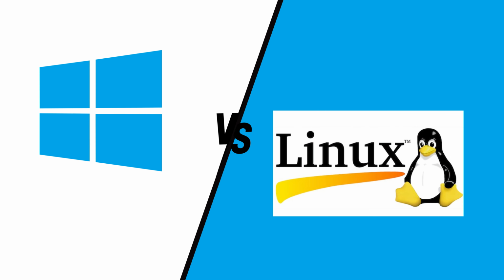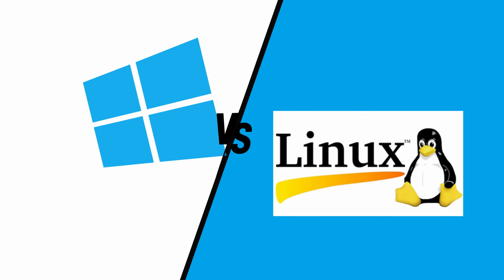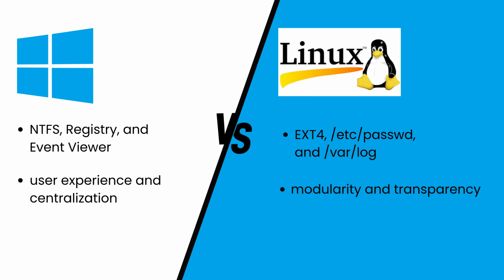Windows and Linux are the two dominant operating systems in cybersecurity environments. Each has different internal structures, file systems, user roles, and login mechanisms. Windows uses NTFS, registry, and Event Viewer. Linux relies on ext4, /etc/passwd, and /var/log. Linux emphasizes modularity and transparency. Windows emphasizes user experience and centralization. As a cybersecurity professional, you will encounter both, especially in mixed enterprise environments.